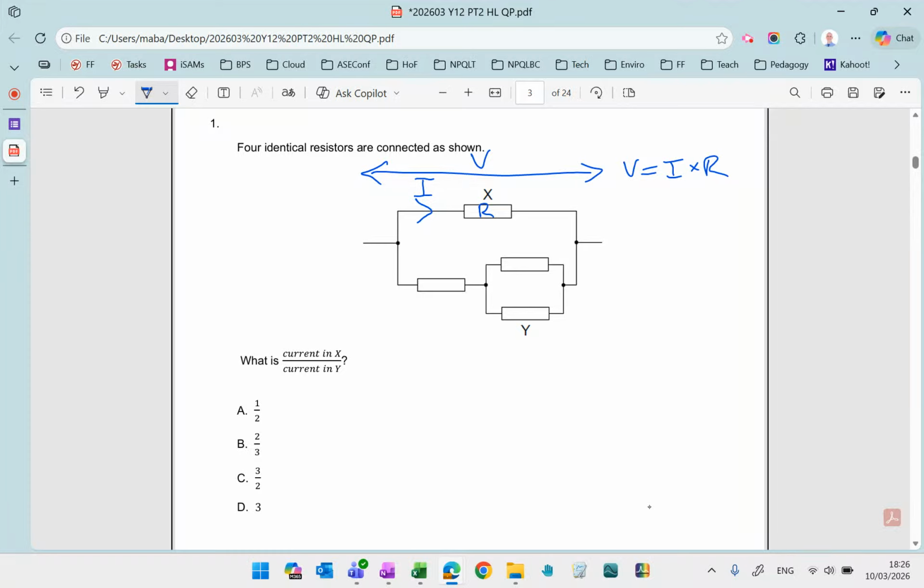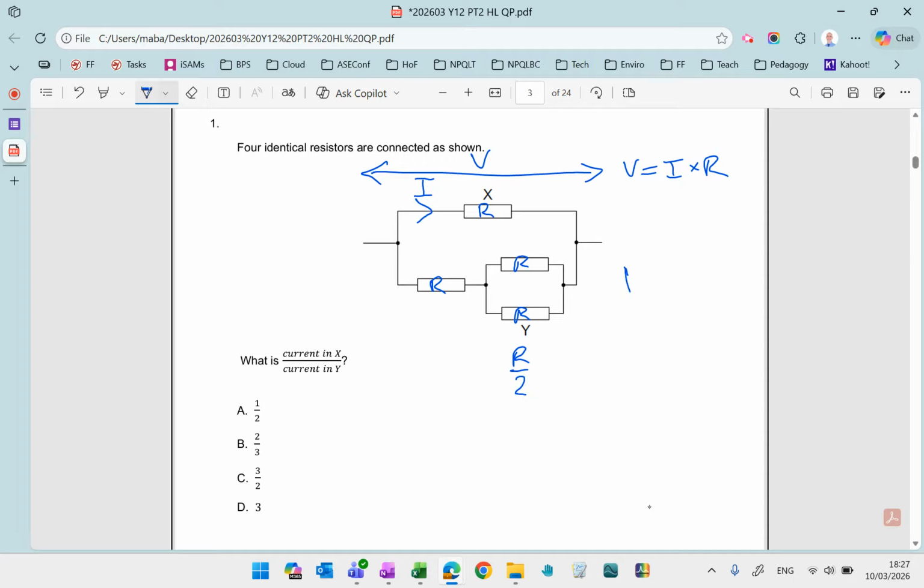Now we're going to look at these other resistors, and these are all identical resistors, so they're all worth R. So then we've got to think, what's the combined resistance of this bit of the resistor network just here? What's the total resistance there? When you put two resistors in parallel to each other, it's useful to remember that the total resistance is just halved. So the total resistance of this bit is going to be R over 2.